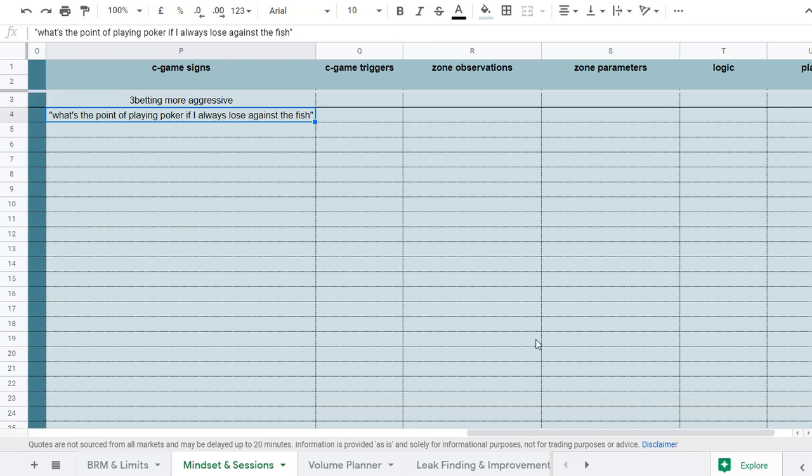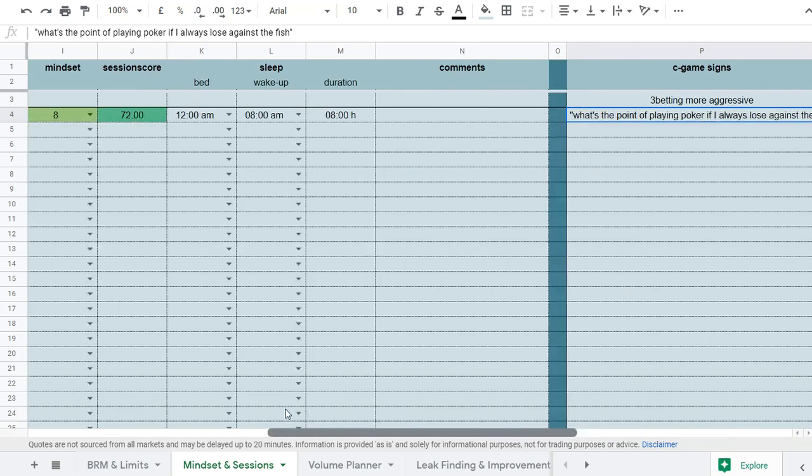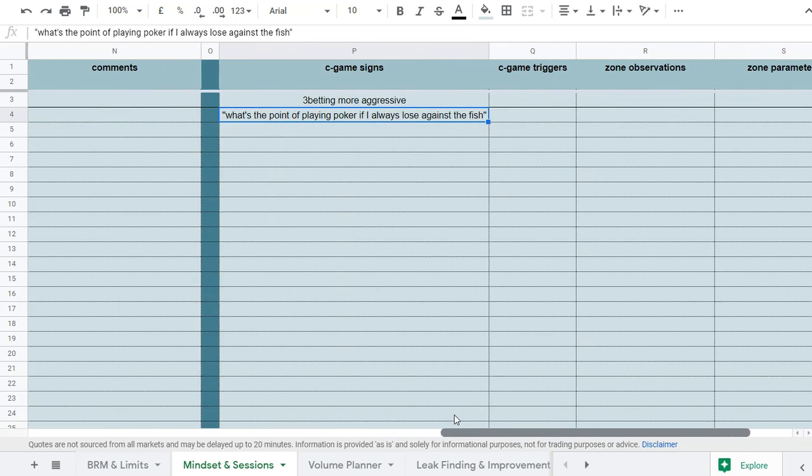As we mentioned, for each row, we're going to fill in one value of these first 4. We're then going to think about filling in one of either the logic or plan columns. The logic column is for us to create a logical statement or a logic bomb, something that we can rehearse beforehand and inject into our thought process at the relevant moment. And partly it revolves around debunking the C game signs.